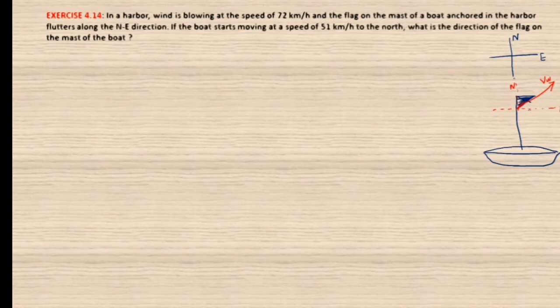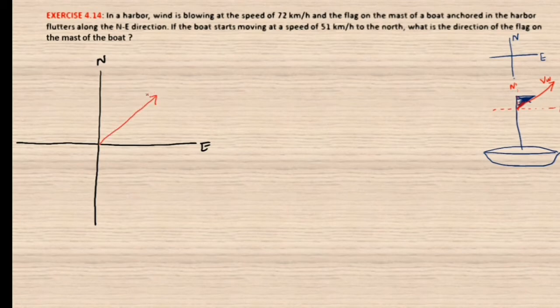Okay. Now let's do it in terms of vector notation. This is the east and this is the north. The direction of wind is here in the northeast direction and we can mark it as VW, velocity of wind. So it is a vector notation. The boat starts moving at a speed of 51 km per hour to the north. So just imagine the boat is moving due north. So I can draw another vector, the velocity of the boat, as a vector quantity. As you already know, this angle is equal to 45 degrees.